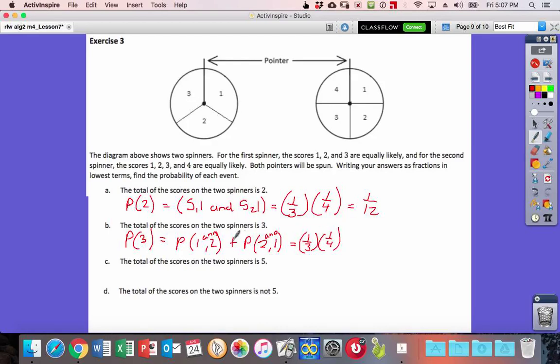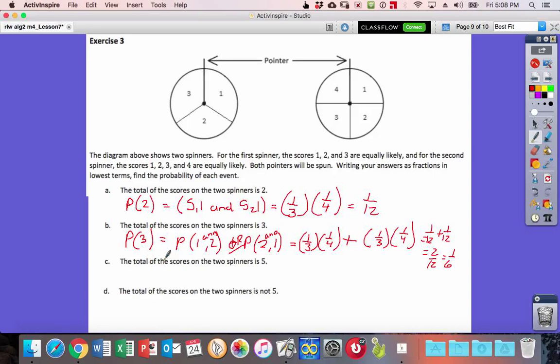But then this statement right here, this is a or statement. One of these has to be true, so I'm going to say add. And I'm going to have again 1/3 times 1/4. So this one's 1/12 plus 1/12, 2/12, I get 1/6.